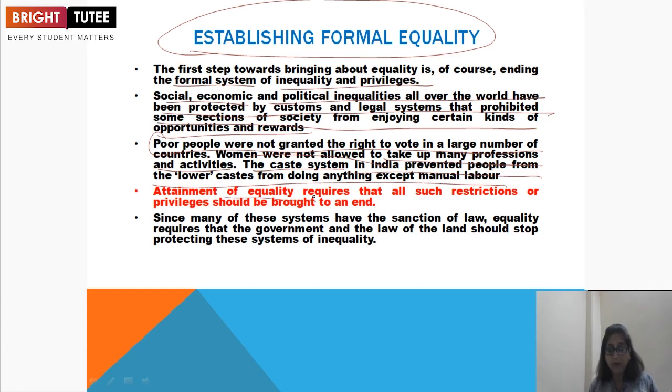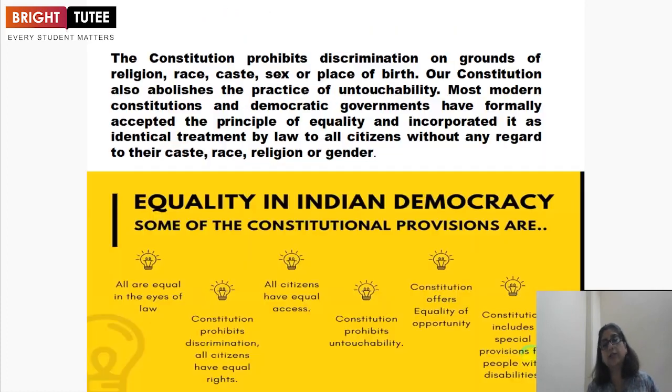Now, attainment of equality requires that all such restrictions or privileges should be brought to an end. Since many of these systems have the sanction of law, equality requires that the government and the law of the land should stop protecting these systems of inequality. Now, the Constitution prohibits discrimination on the grounds of religion, race, caste, sex, or place of birth. Our Constitution also abolishes the practice of untouchability.